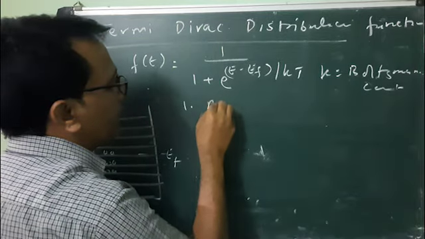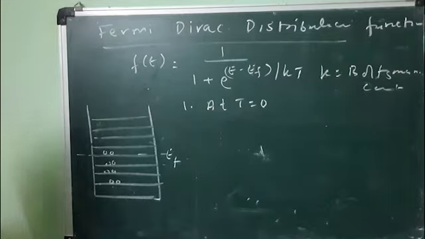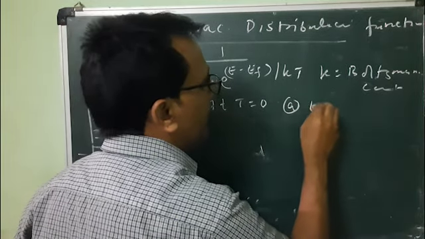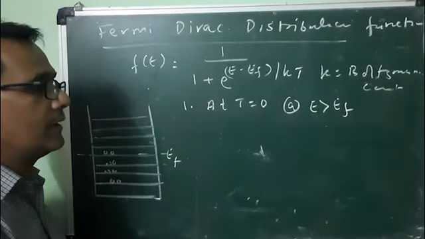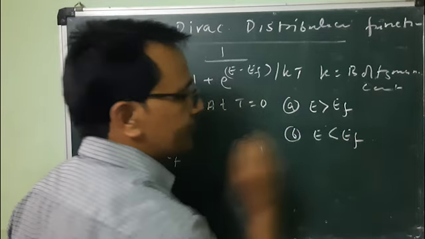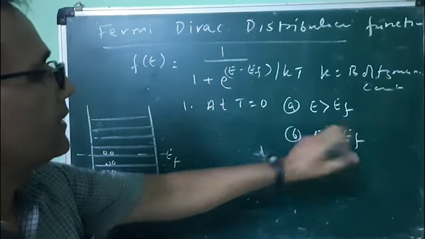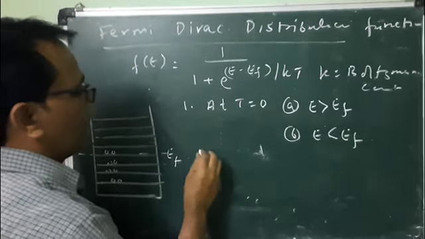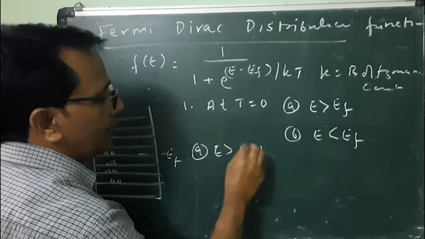One, at T is equal to 0. So at T is equal to 0, in part A we will talk about E greater than EF, meaning energy greater than the Fermi energy level, and in part B, E less than EF. So let us put the values first, starting with E greater than EF.